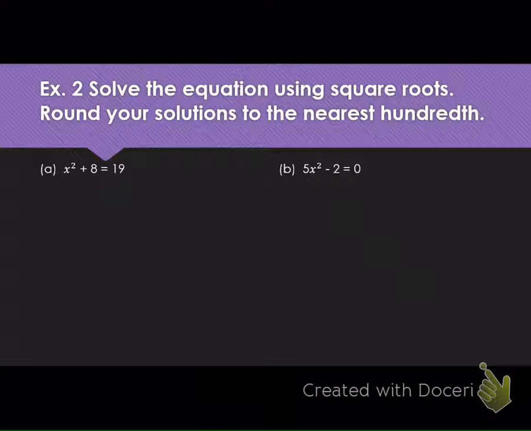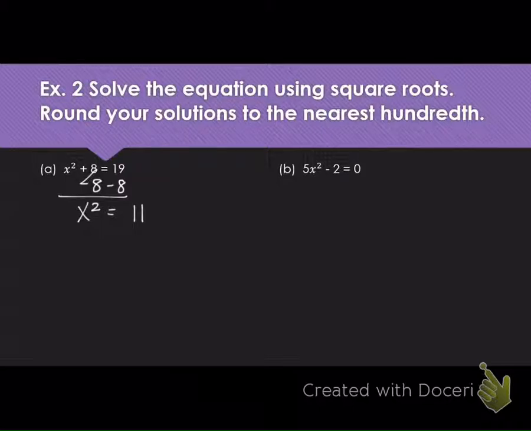So everything else is the same. We're going to isolate x squared. Then we're going to take the square root of both sides. We're just going to give our answers as decimals. So look at letter A. What would we do first? Subtract 8. Perfect. So we're going to subtract 8 from both sides. X squared equals, what's 19 minus 8? 11.